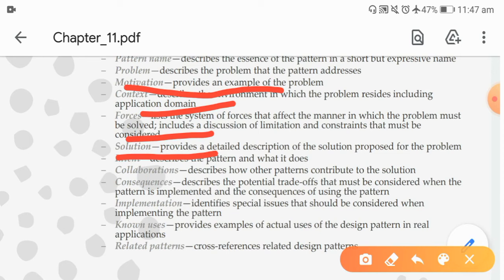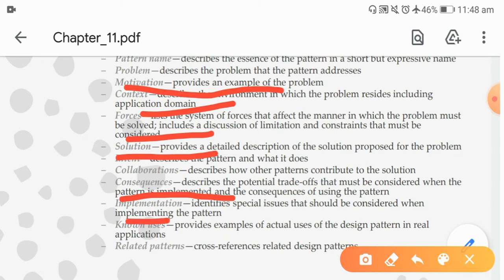Next is the collaboration. Describe how other patterns contribute to the solution. In that, you can describe such as the LIC policies and the FDs which are connected with your account. Next one is the consequences. So what are the consequences? Describe the potential trade-offs that must be considered when the pattern is implemented and the consequences of using the pattern. That is the sequence of steps. As I said, first of all enter your PIN, the next step is to enter your amount, and then collect your amount. Now your transaction is successful. After that you can check your balance or you can exit your transaction.